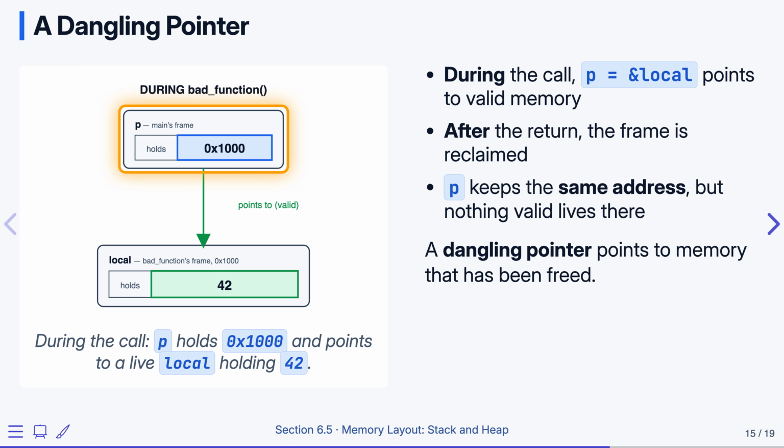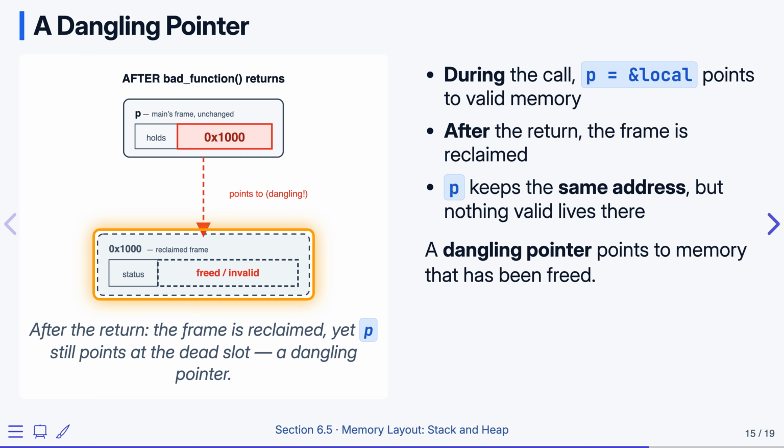Right now that is a valid pointer, shown by the green arrow. But when bad_function returns, its frame is reclaimed. The slot at 0x1000 is now freed and invalid. The pointer p never changed. It still holds 0x1000, but it now points at dead memory. This is a dangling pointer, and using it is undefined behavior.